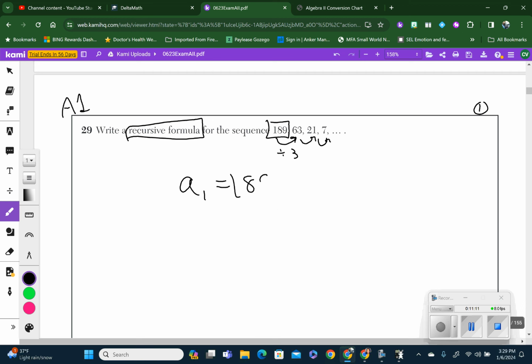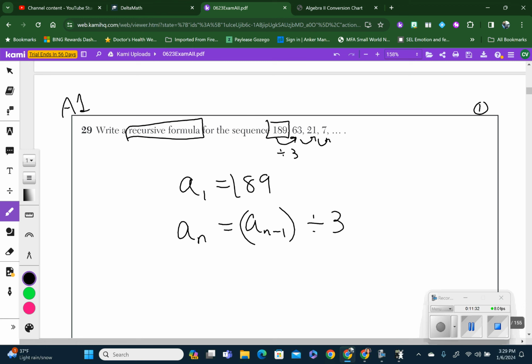So let's write that down. And then what is happening to that? Our rule is going to be to get AN, which is the term that we're looking for. You see how this right here is divide by 3? You take the AN minus 1, which represents the previous term, and you divide it by 3.